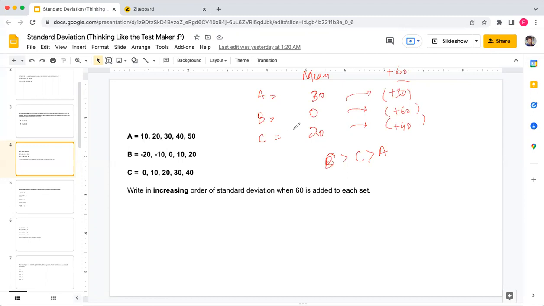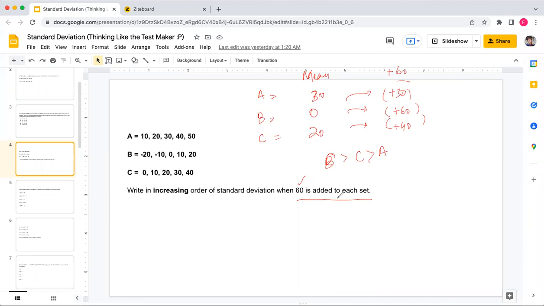You told us that when we add the same value, the standard deviation remains the same. Yes. So I thought this means adding 60 to each number. No, not to each element. 60 is added to each set, not to each element of each set. It is never mentioned that 60 is added to every element of each set. Got the point?